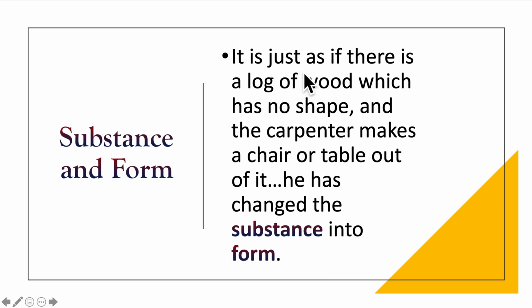It is just as if there is a log of wood which has no shape, and the carpenter makes a chair or table out of it. He has changed the substance. So here is a good example. We have a piece of wood, and out of that piece of wood you can give the shape of a chair, a table, a cupboard, and so on, as a carpenter does.